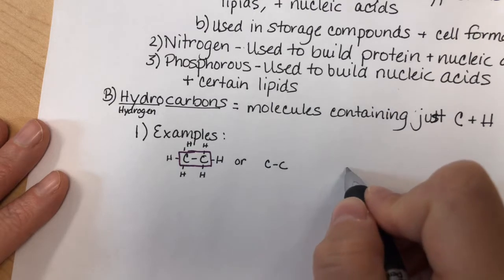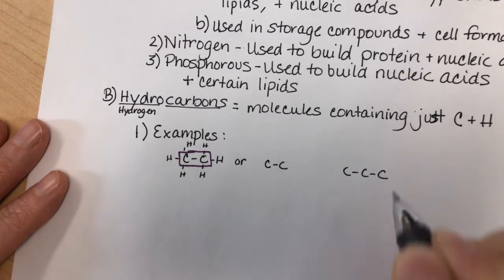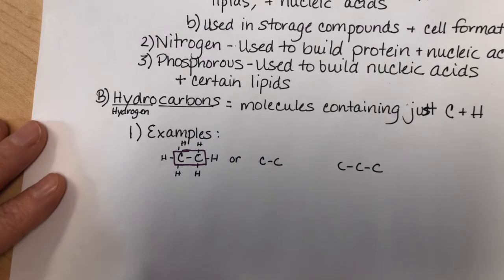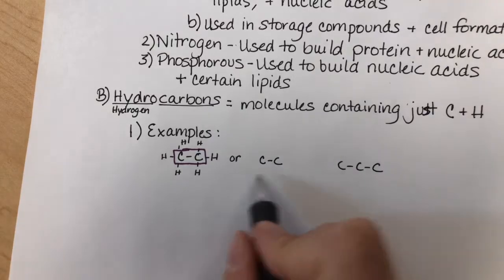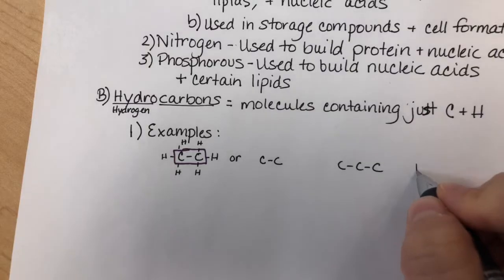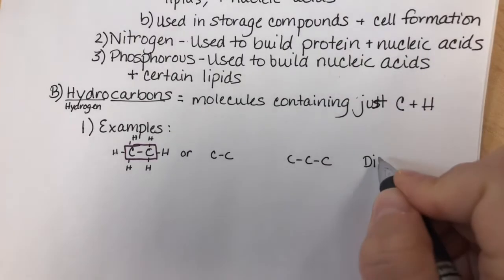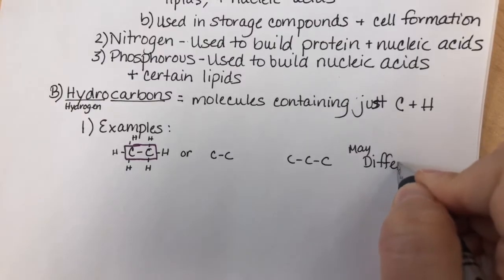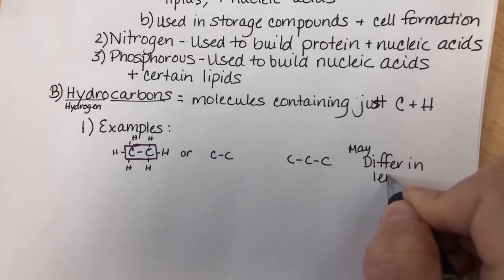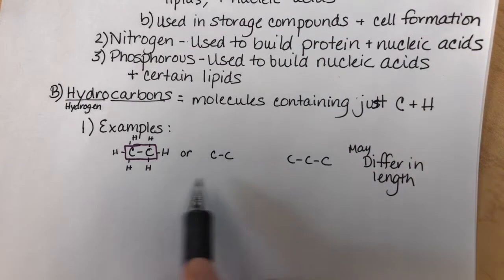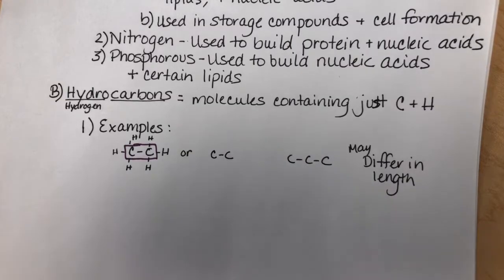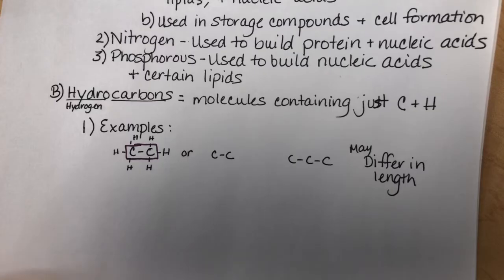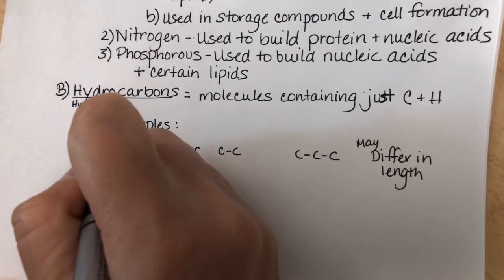Another example would be 3 carbons in a row. So for our examples of hydrocarbons, these 2 right here, we can see that hydrocarbons may differ in length. You could have ones that are 10 carbons long. Maybe we should say that that's example A.